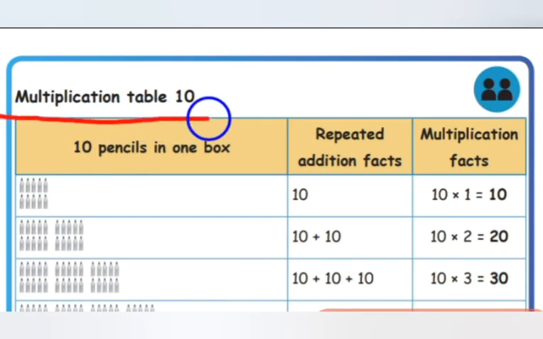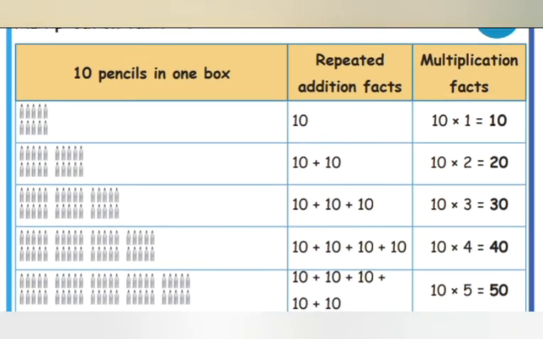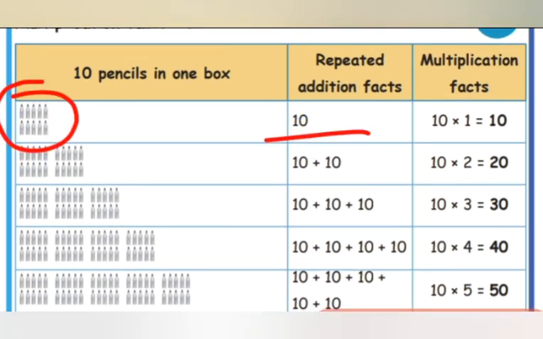Multiplication table 10. 10 pencils in one box. Repeated addition facts and multiplication facts. First one, 10 pencils in one box. 10 into 1 is equal to 10.